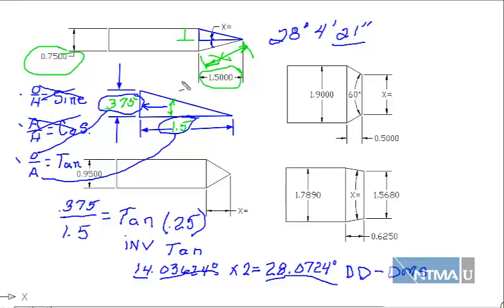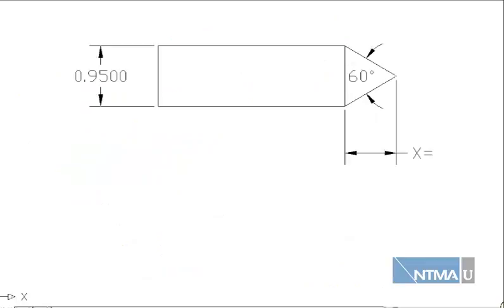Again, the key to this is you want to go for what you know. And you also want to find a 90-degree angle. It's as simple as that. All right, so let's take a look at the next one. Okay, so now moving on to this next one.